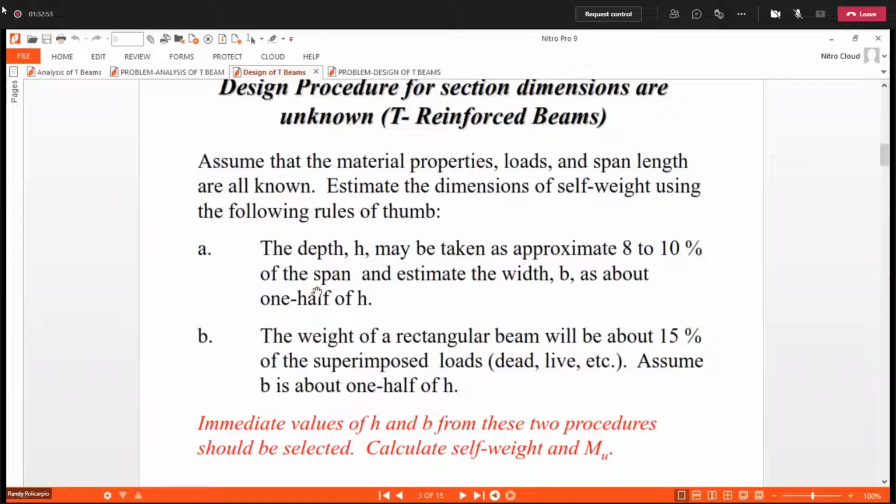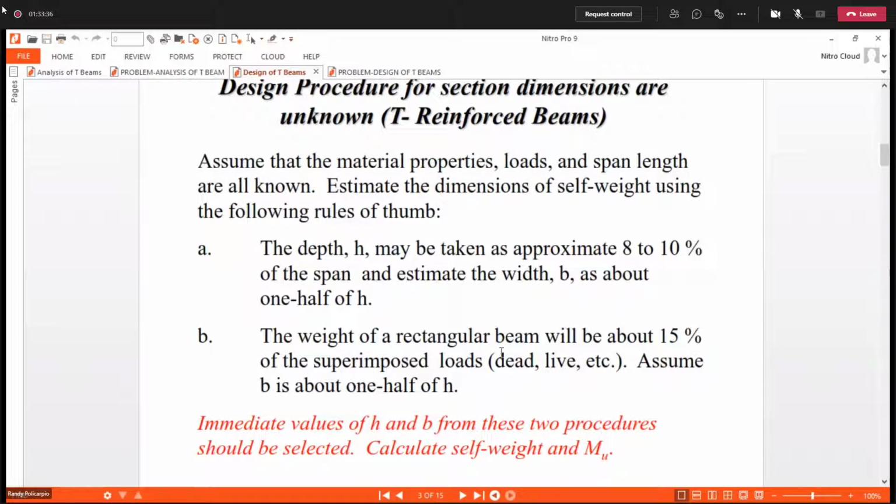Yung depth ng section natin, we can approximate it by taking 8 to 10% of the span. So, yung span ng beam mo, kunin mo yung 8 to 10% nun, no? That will be your H. And then, try to estimate B by taking 1/2 of H, no? So, 1/2 of your depth. So, pwede ito yung criteria mo, rule mo, no? Sa pagkuha ng dimension.